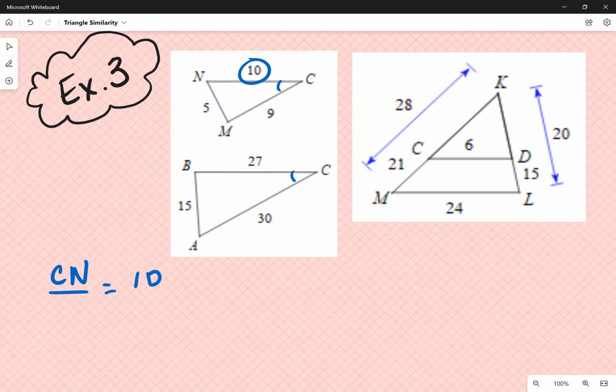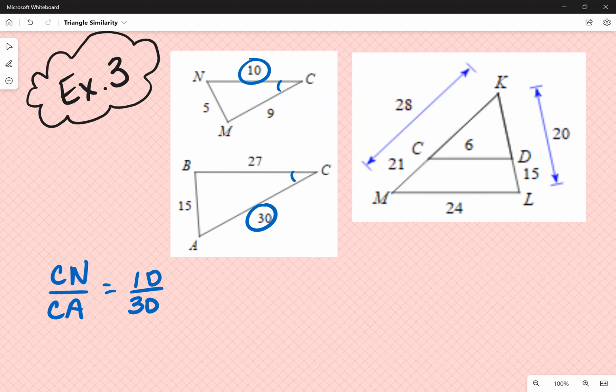And my largest number in my second figure is 30. So that's going to be CA. Notice I'm starting with C because C is reflexive, so it's going to be in the same position. I just have to figure out what order everything else goes in. And again, I said this is 30.